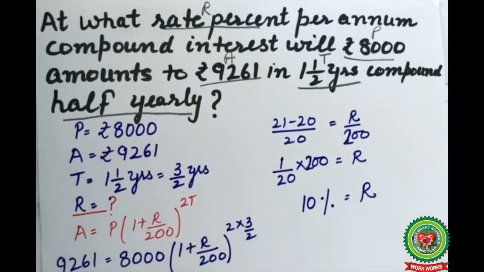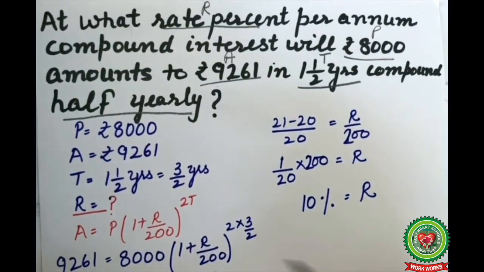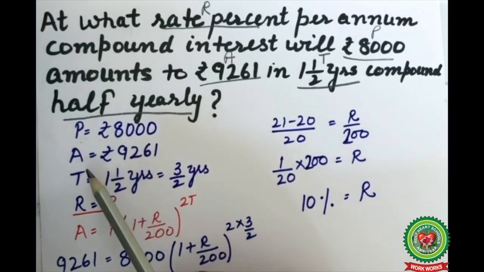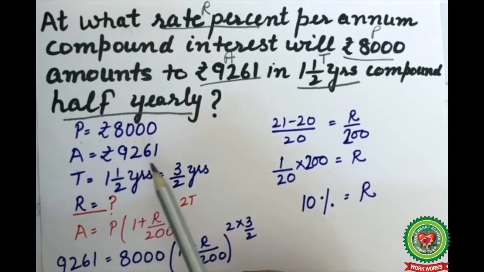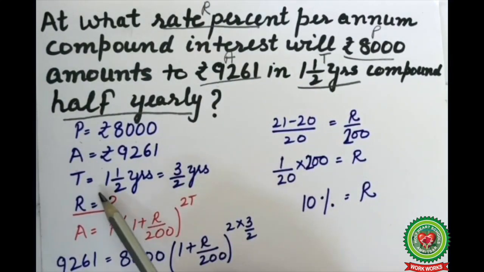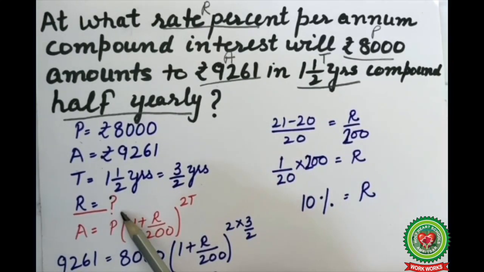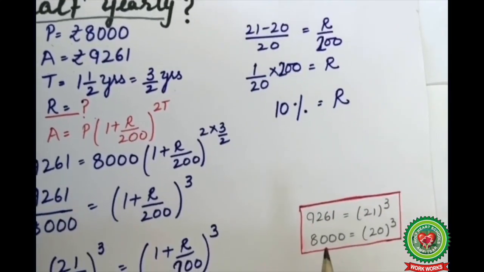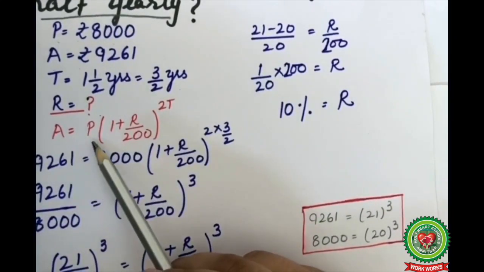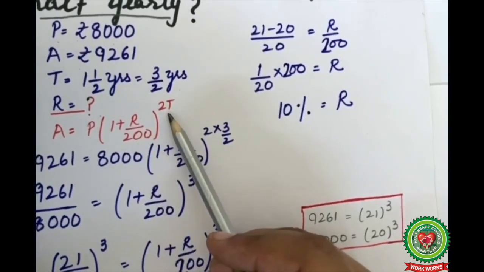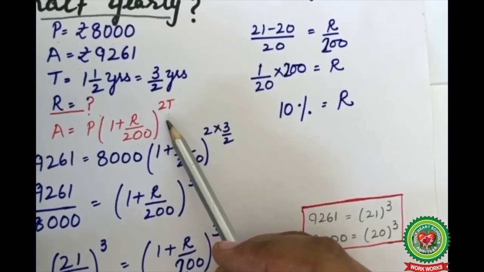This half yearly shows us that we need to apply the formulas of amount in case the interest is compounded half yearly. So we have written what is given to us, that is principal is equal to rupees 8,000. Amount is equal to rupees 9,261. Time is equal to 1.5 years, which is 3/2 years. R is equal to question mark. Now we have applied the formula of amount, that is amount is equal to P bracket 1 plus R upon 200 raised to power 2t, as it was compounded half yearly.